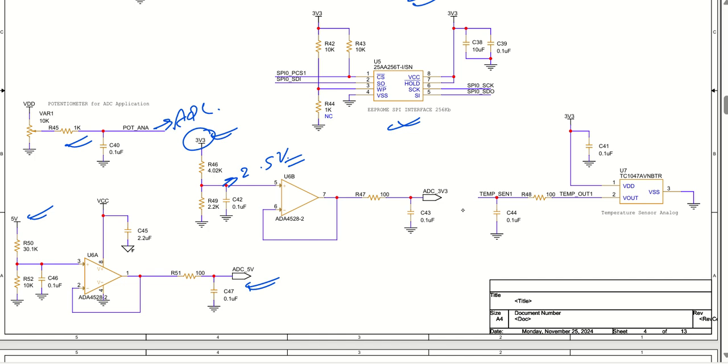Coming back to the analog temperature sensor, very nicely it has been used and it goes to your temp sense 1 ADC. So there are 4 ADCs that you can see. One is here, one more is for voltage measurement, one more is for 5 volt measurement, then we have the temperature sensor measurement.